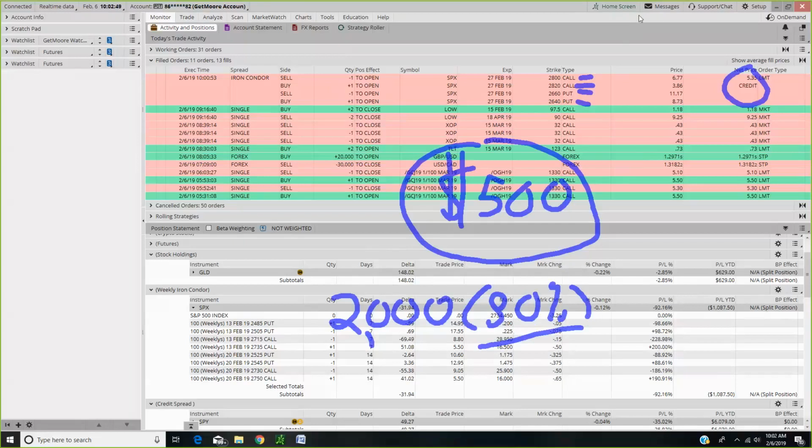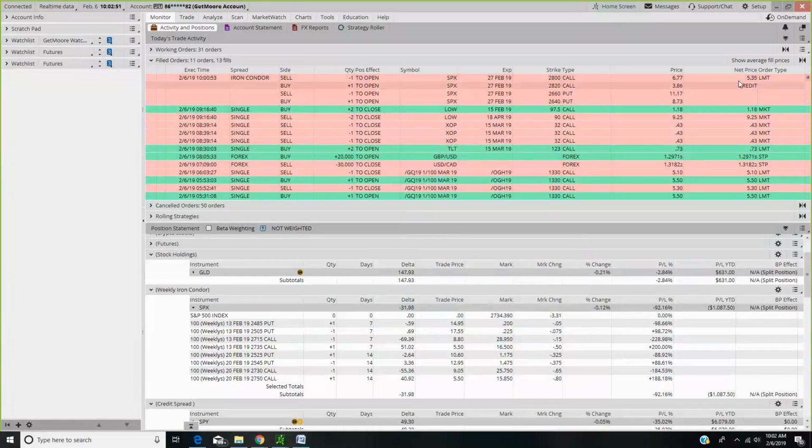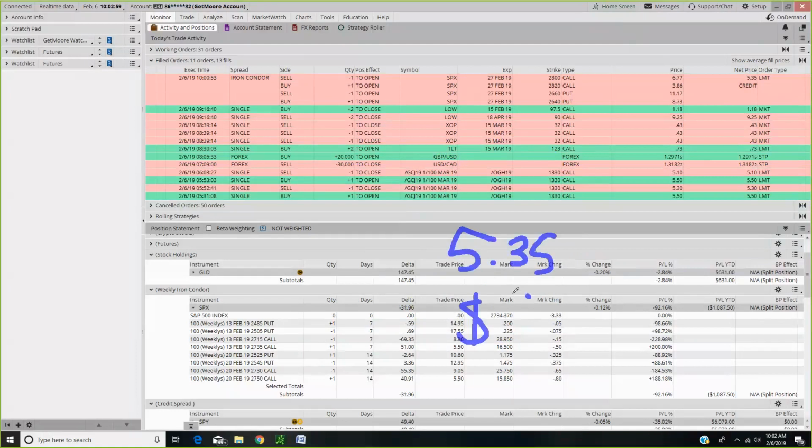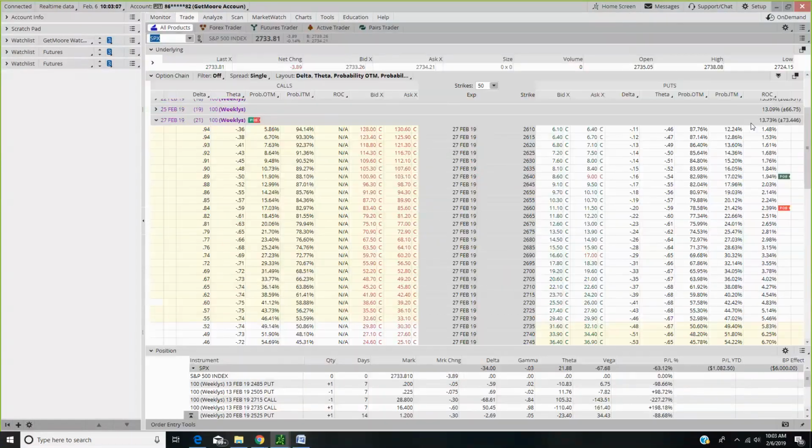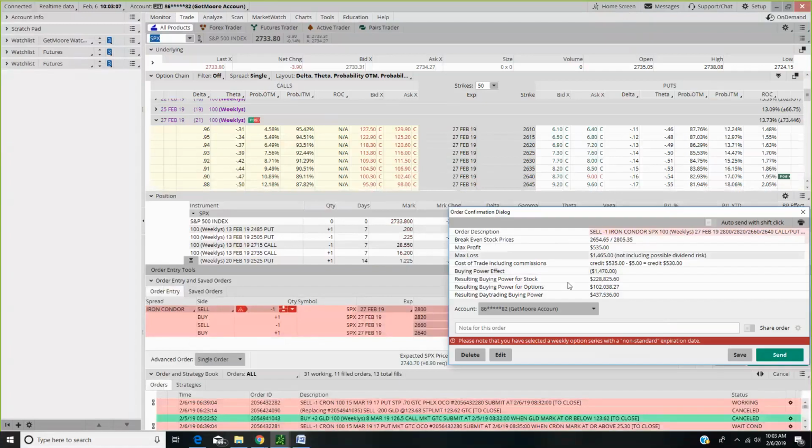$5.35 credit, yes. And in option terms, a $5.35 credit means $535. That's my maximum gain. But understand this. If I right-click and create duplicate order, my maximum loss is $1,465. That's my maximum loss.